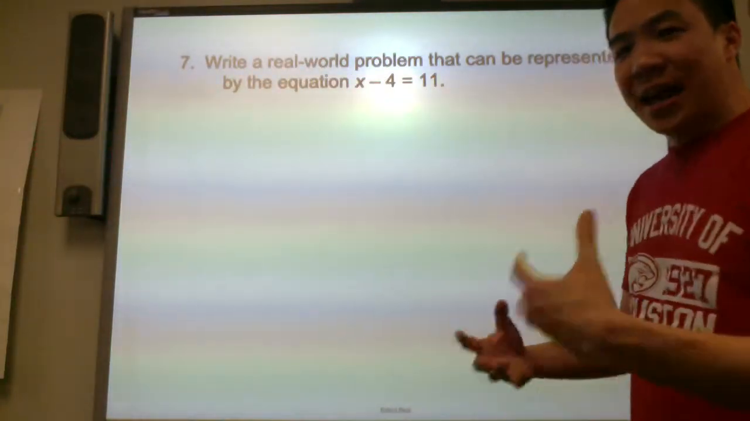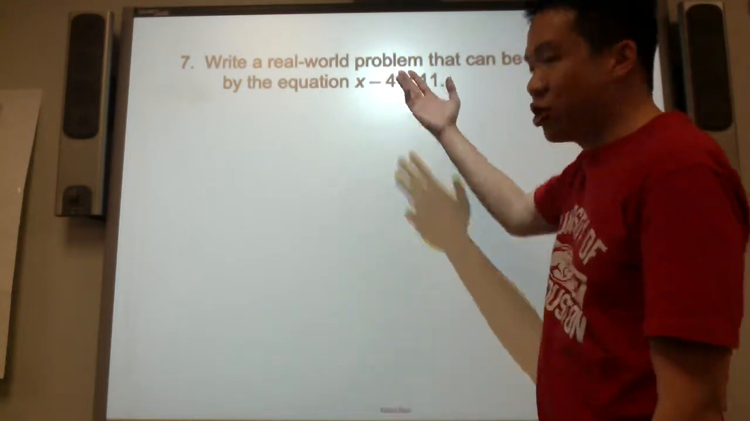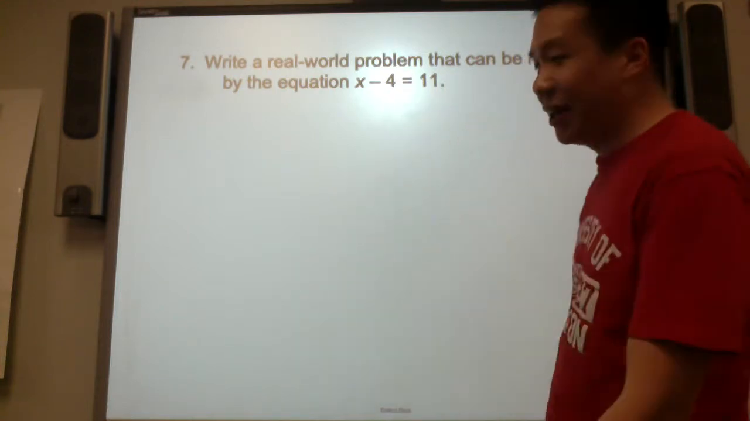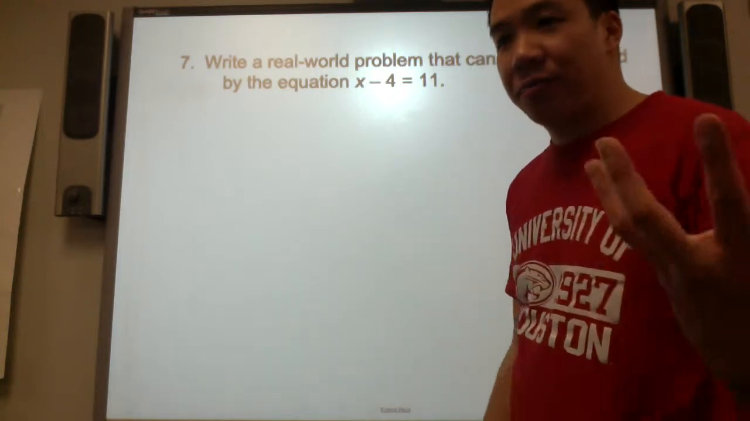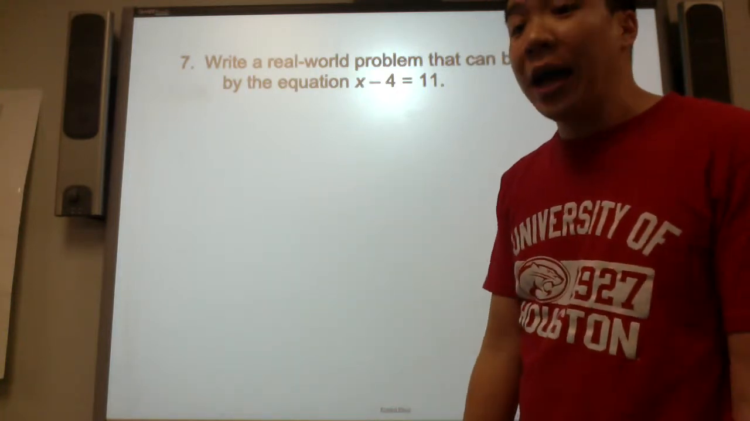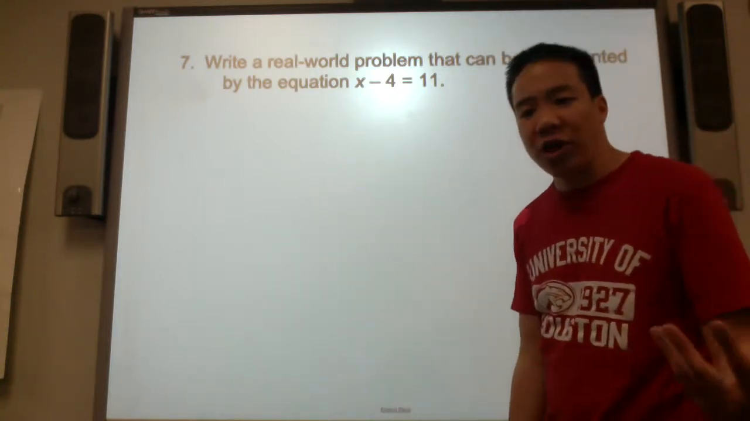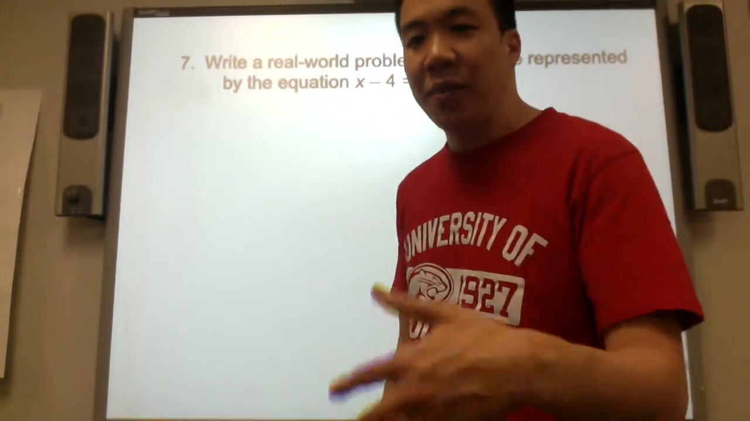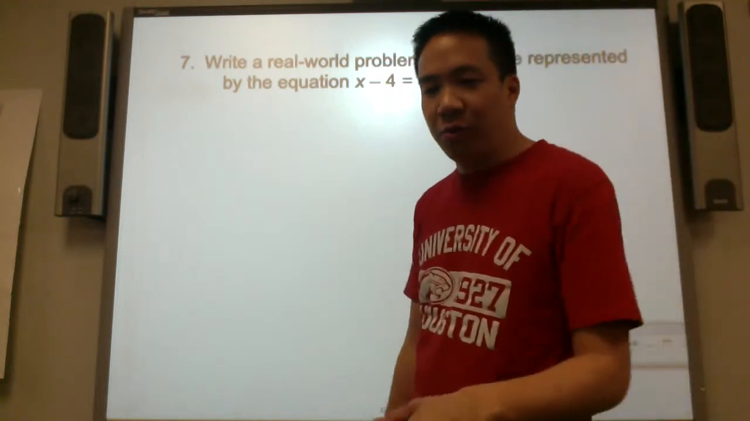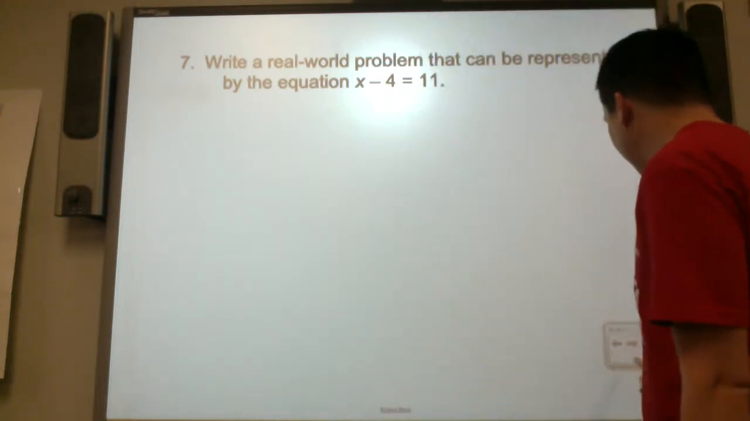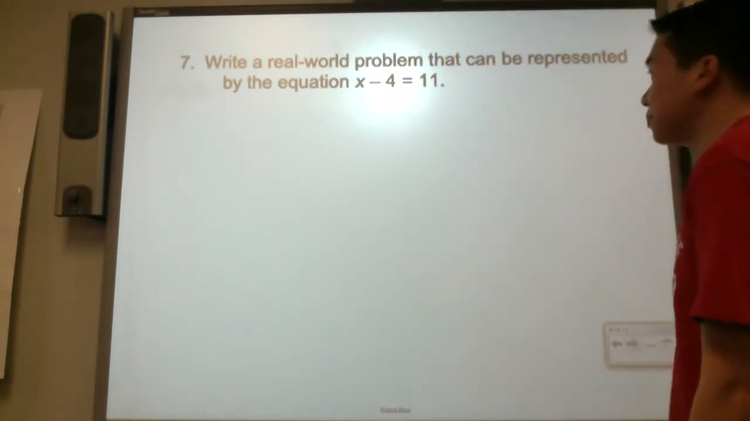So a store has x number of products. They sold 4 of them. Now they have 11 left. How many did they start with? And that would be a real world problem. That's called inventory. There are actually people who do this for a job, inventory audits. I used to do that when I worked at a bookstore. I used to count the number of books.